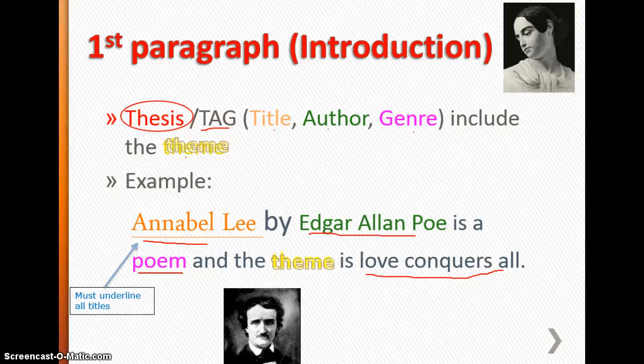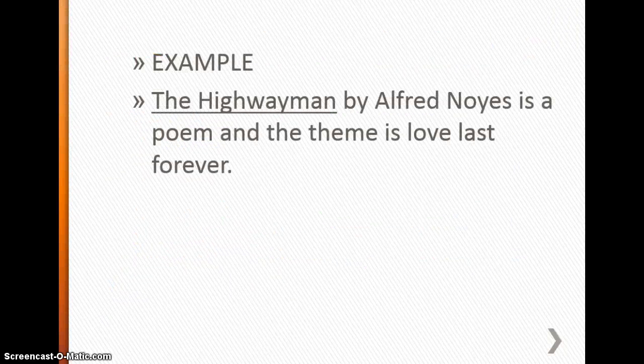Okay, let me show you an example of what you could have written. The Highwayman by Alfred Noyes is a poem, and the theme is Love Lasts Forever. In this sentence, I have covered all of the required elements. I have the title, I have the author, I have the genre, and I also have the theme, which is Love Lasts Forever.